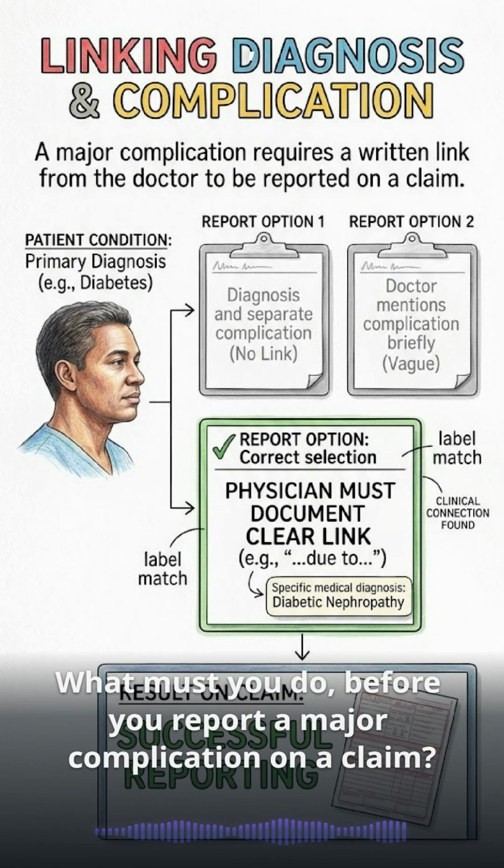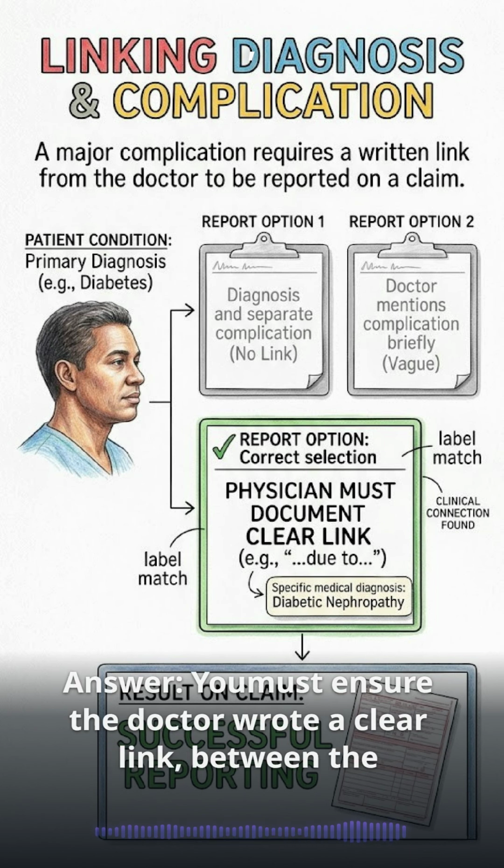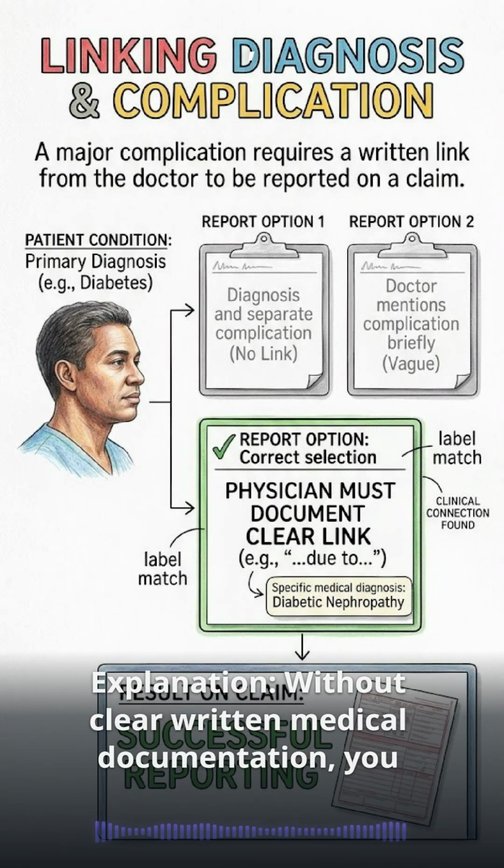109. What must you do before you report a major complication on a claim? You must ensure the doctor wrote a clear link between the diagnosis and complication. Without clear written medical documentation, you cannot legally add the extra complication code today.